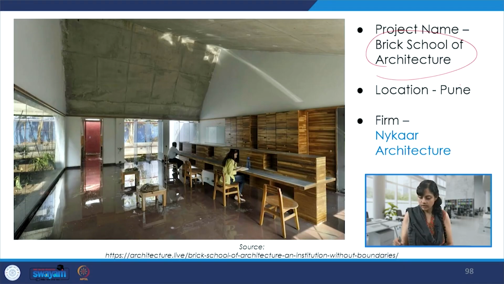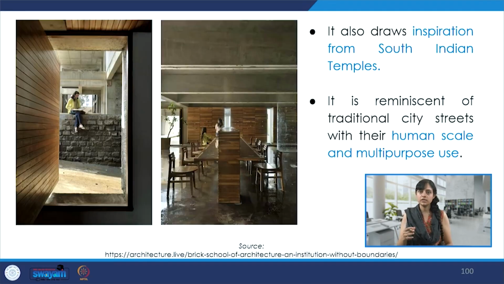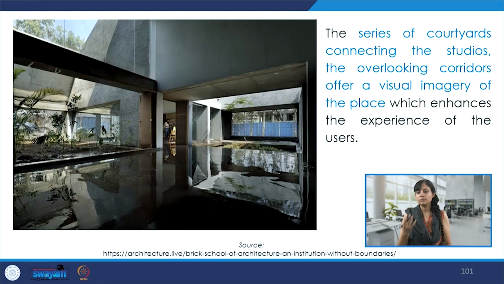Another one is Brick School of Architecture, Pune. This is also an interesting interior architecture project, which does get inspiration from the vernacular architecture of the old city of Pune, but it's also put together in a contemporary manner. So again, a very interesting fusion. Its multi-purpose spaces are seen here, which are designed very elegantly. There is a series of courtyards which is connecting the studios, overlooking the corridors, and it creates a beautiful imagery and a very interesting series of sensory experiences and user experiences while one navigates from one space to another.